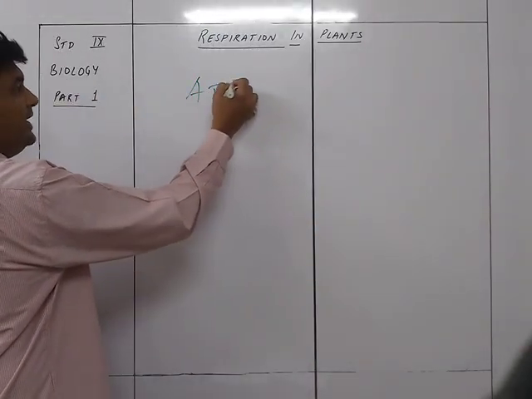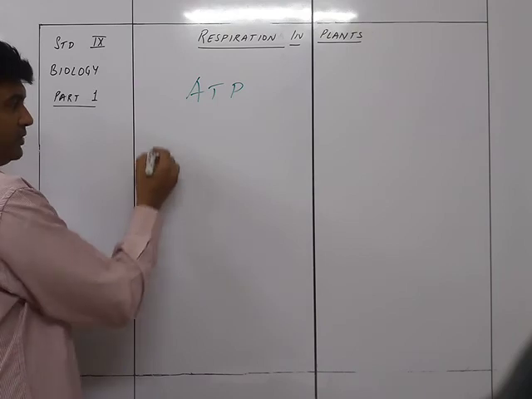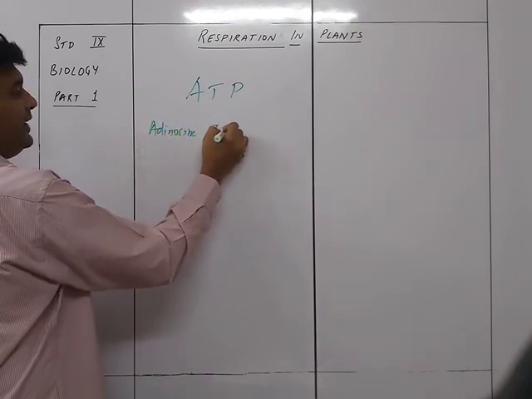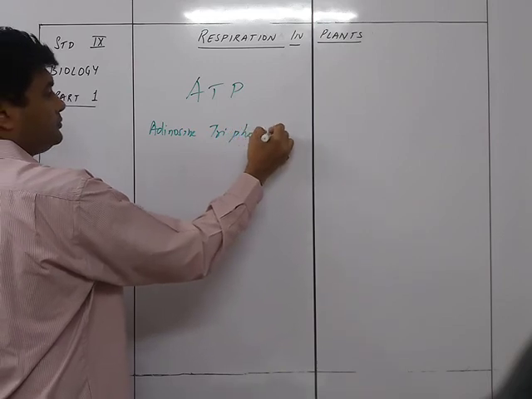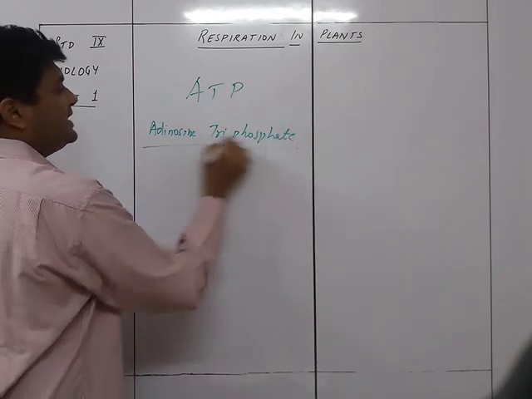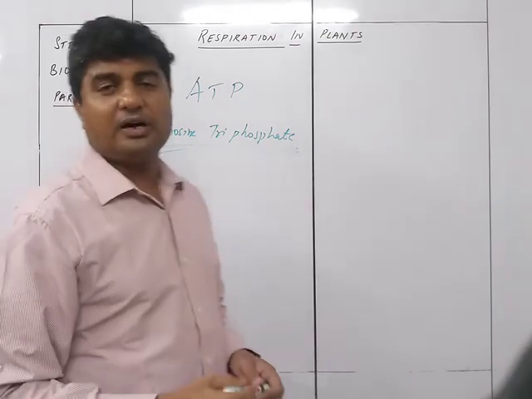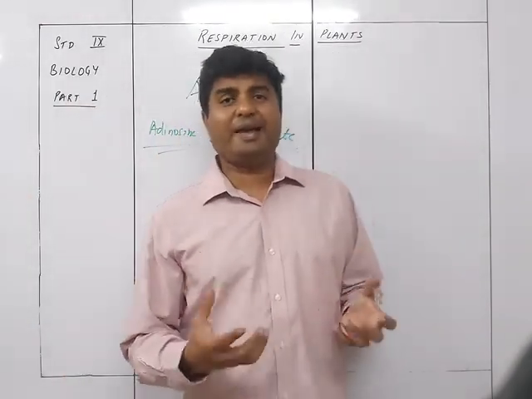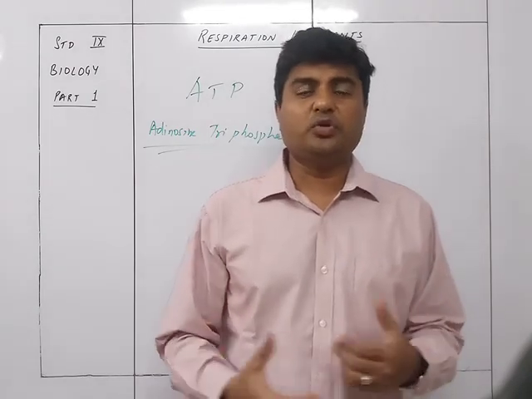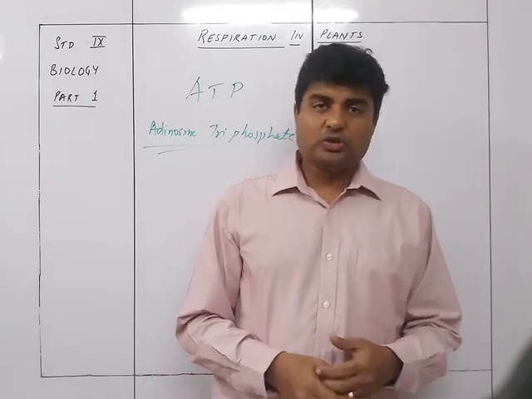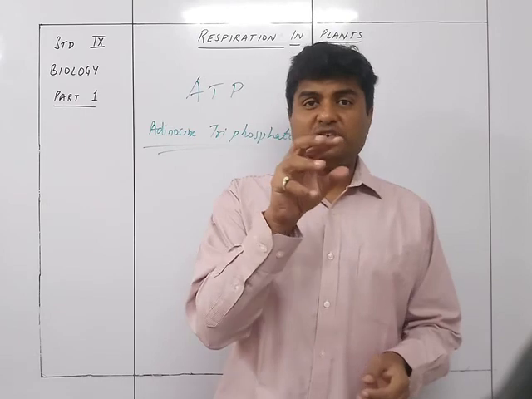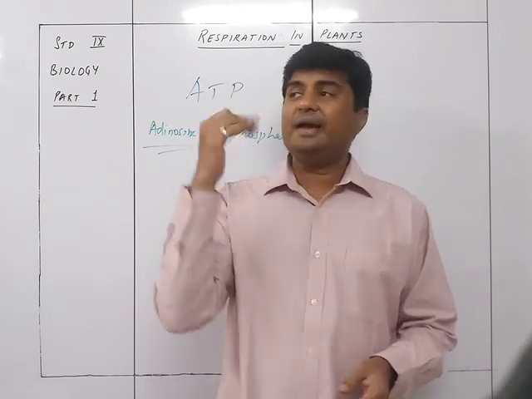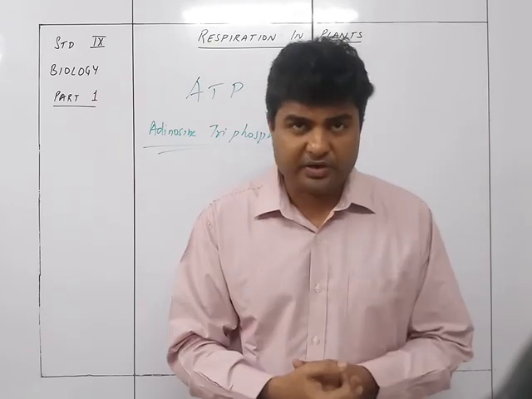It is adenosine triphosphate. This is the energy currency of any living being. So for any living being, the energy required is going to be given by the ATP. So the process by which the glucose is getting decomposed and ATP is formed is actually respiration.